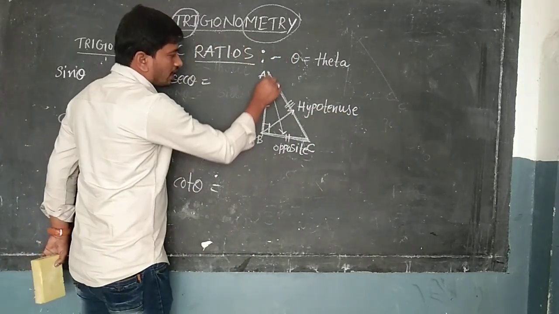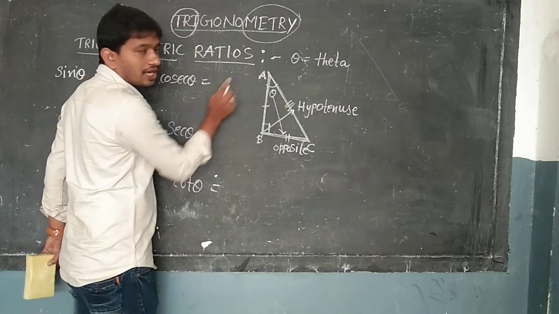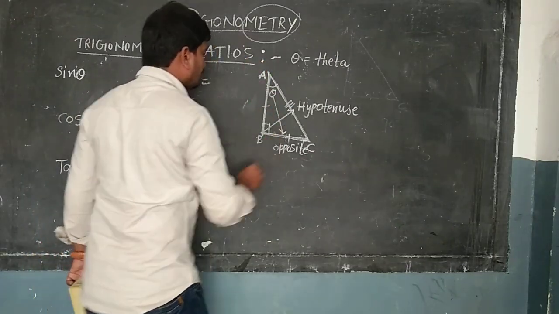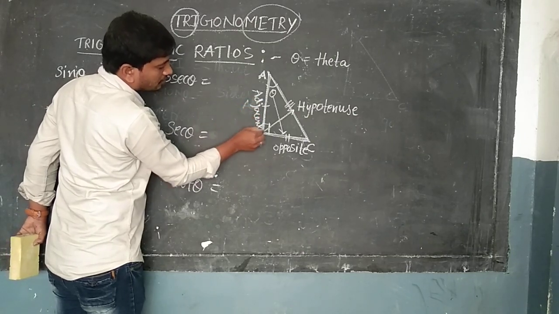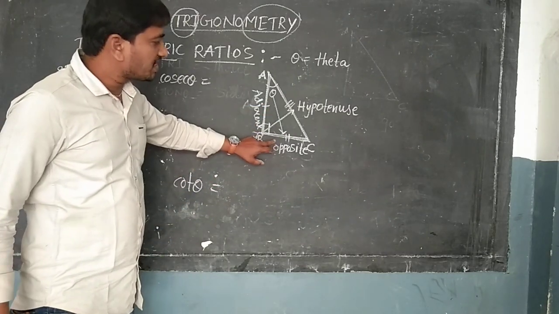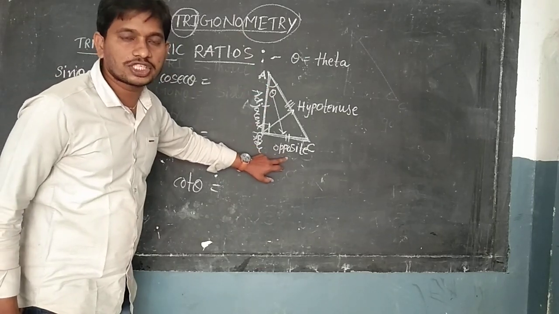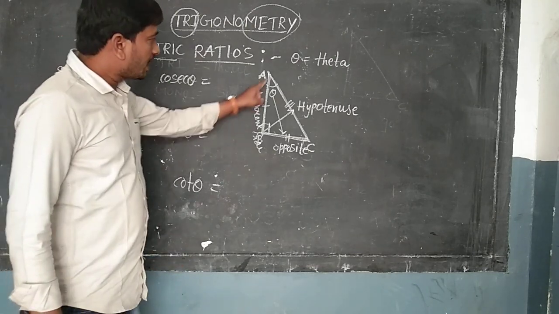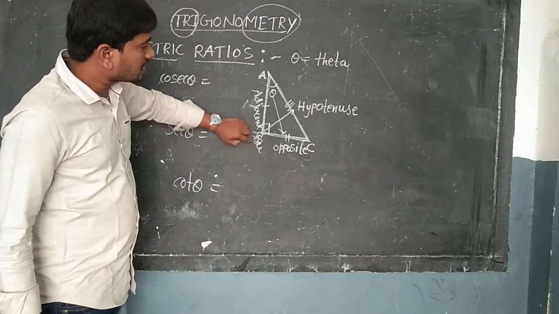Side AB is a part of angle A, where the angle theta is, so AB is our adjacent side. Let me write adjacent side. BC is the side which is opposite to angle theta, that is why it is called the opposite side. BC is our opposite side, AC is our hypotenuse, which is opposite to the right angle, and AB is our adjacent side.